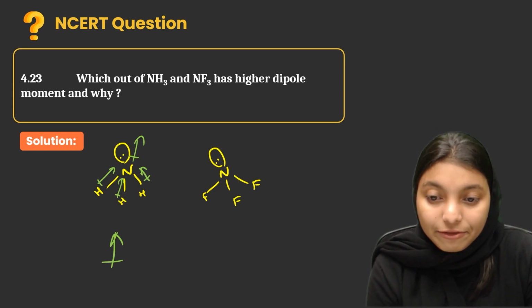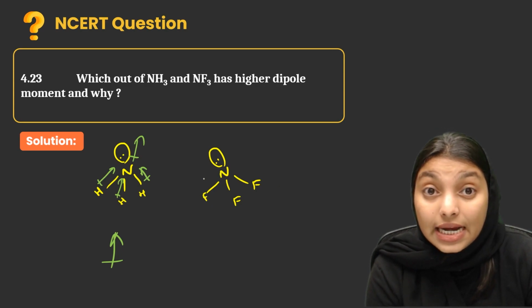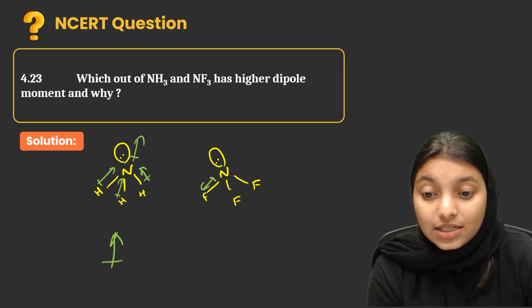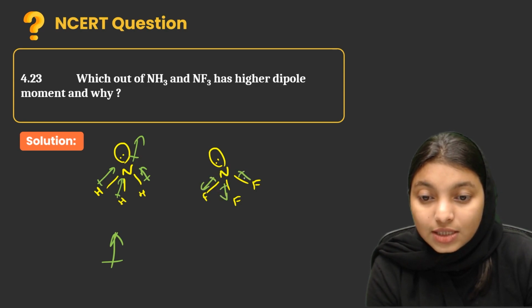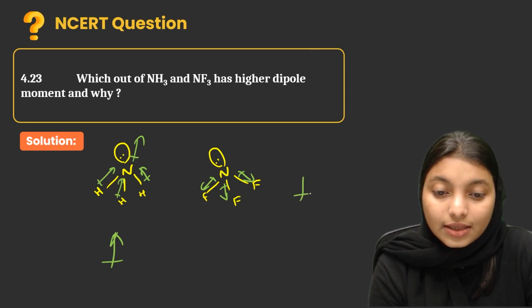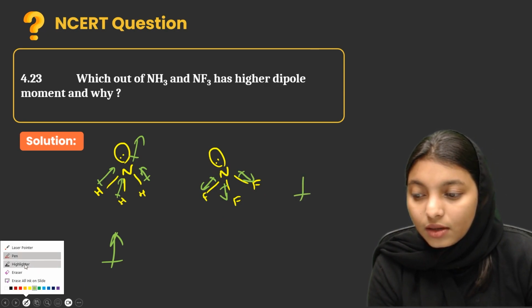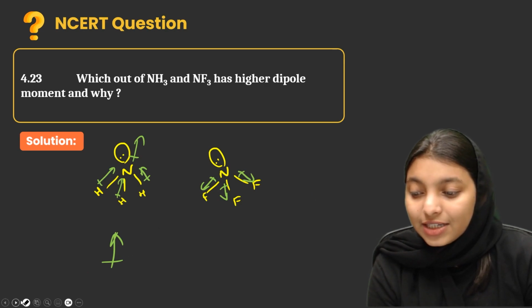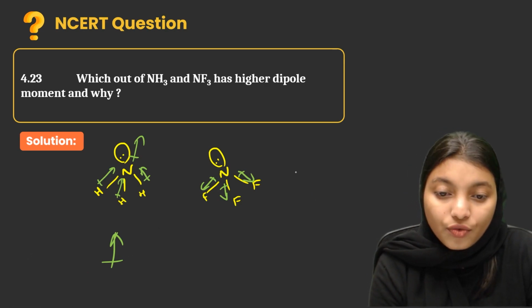When you look at NF3, we know fluorine is more electronegative. So for these 3 bonds, it will be like this. It will be giving a vector addition product towards downwards like this.